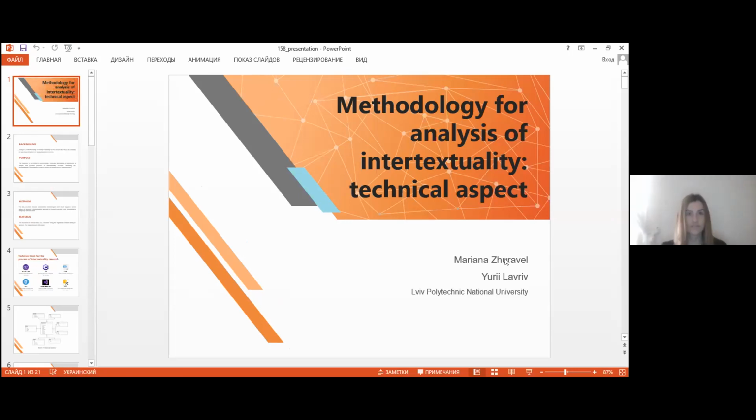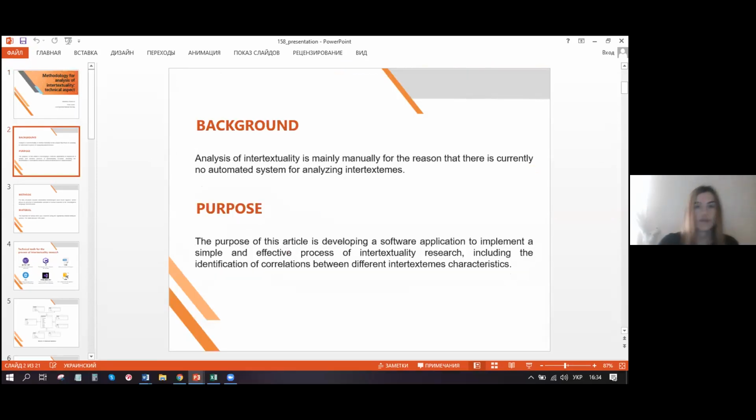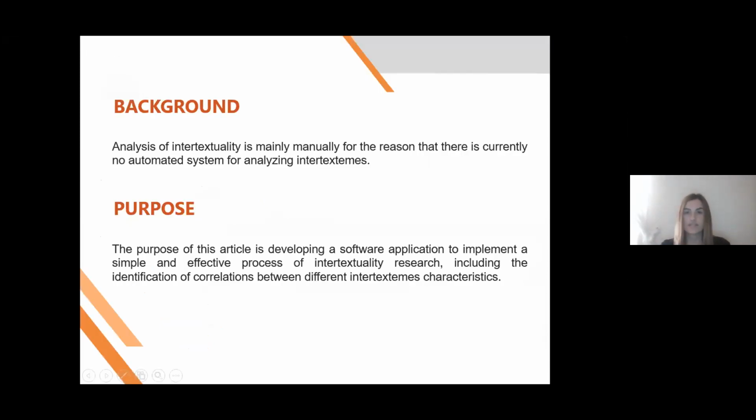So, dear colleagues, it's a great pleasure to participate in this conference. My name is Mariana Zhuravel, and I would like to present the findings of the research on methodology for analysis of intertextuality, technical aspect. Analysis of intertextuality is mainly manual, for the reason that there is currently no automated system for analyzing intertext themes. The purpose of this article is developing a software application to implement a simple and effective process of intertextuality research, including the identification of correlations between different intertext themes' characteristics.